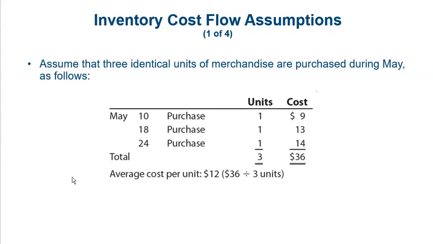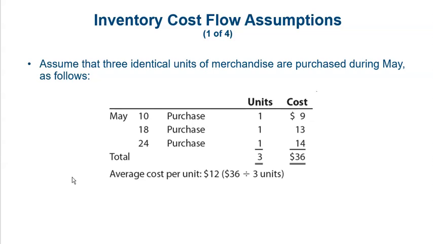So just take a look at this example first. Assume that we have 3 identical units of merchandise, and they were all purchased during May. And the one on May 10th cost us $9. The one we purchased on the 18th was $13, and the one on the 24th was $14.